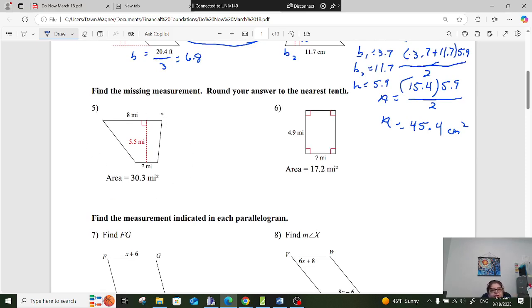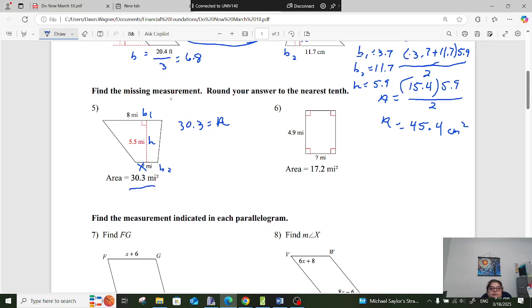So, what shape is this? Trapezoid. But here we're given area, right? So we have to use a little bit of our algebra skills. So 30.3 is area, right? And this is base 1, and this is base 2. That's what I'm looking for. I'm going to make that an x. And then this would be my height. They're all in miles, so I'm okay, right?